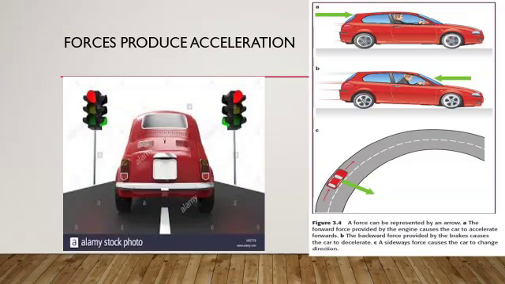In illustration C, finally, the driver wants to turn to a corner. He turns the steering wheel. This produces a sideways force on the car, so that the car changes direction.